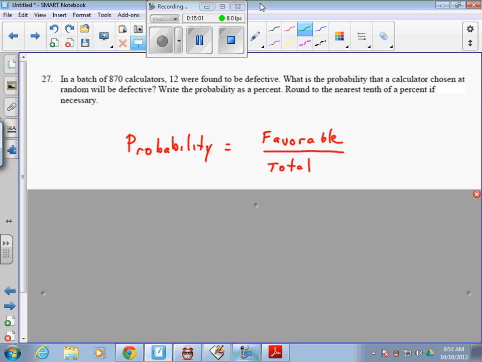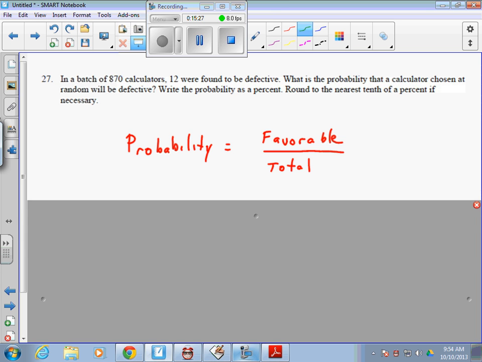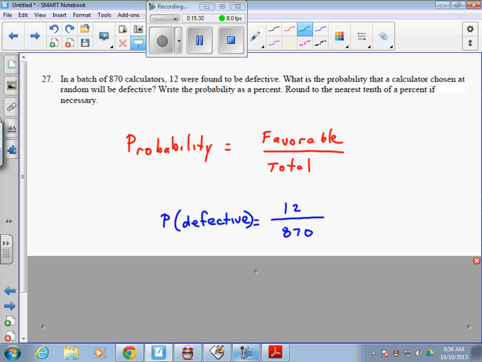Okay, for number 27, it says in a batch of 870 calculators, 12 were found to be defective. What is the probability a calculator chosen at random will be defective? Write it as a percent and then round it to the nearest tenth as necessary. Well, probability is the favorable amount over the total. Remember, favorable doesn't mean good. It's just whatever you're looking for. A defective calculator or broken calculator is what we're looking for right now. So the favorable option is 12 of them over 870 over the total. So 12 over 870. Again, probability of being defective.